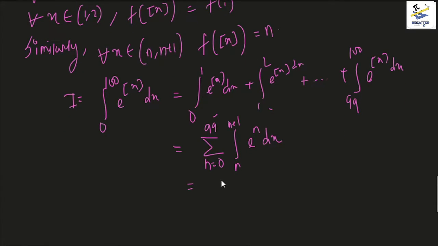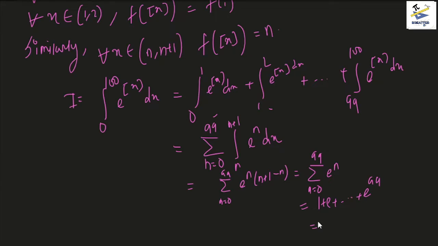So this just gives you the sum for n equals 0 to 99 of e to the power n into (n plus 1 minus n), because the integral of dx from n to n plus 1 is just n plus 1 minus n. This gives you the sum for n equals 0 to 99 of e to the power n. This is basically 1 plus e plus all the way up to e to the power 99, which is a geometric series whose answer is (e to the power 100 minus 1) by (e minus 1), which is the answer to the integral.